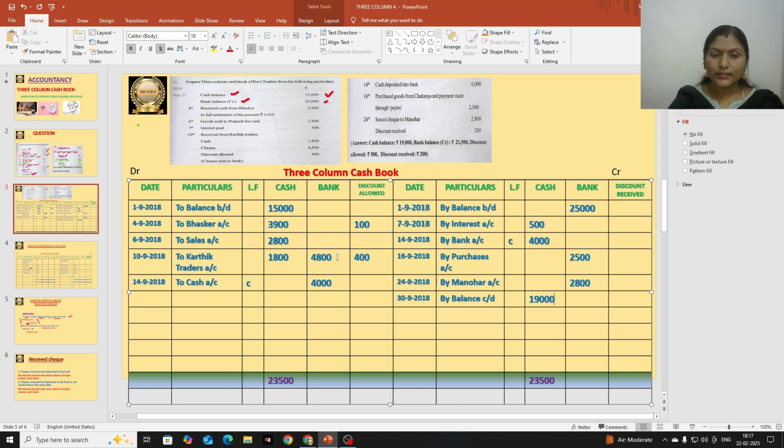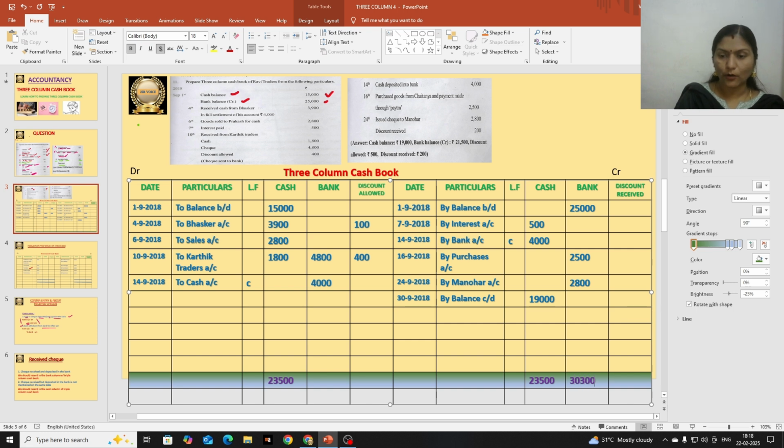Check the bank column totals on the debit side. Two are there, 4,800 and 4,000. So what is the total on the debit side? 8,800. Let us see the credit side also. Bank column amounts, how many are there? Three are there: 25,000, 2,500 and 2,800. Let us add these three. 25,000 plus 2,500 plus 2,800. If we add these three, we will get 30,300. Okay, the credit side amount is more here for bank. So if the credit side amount is more for bank, then on both sides you record the more amount in totals. We will record 30,300 on both sides.